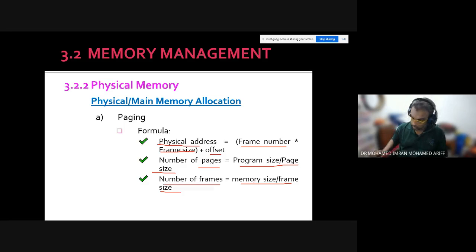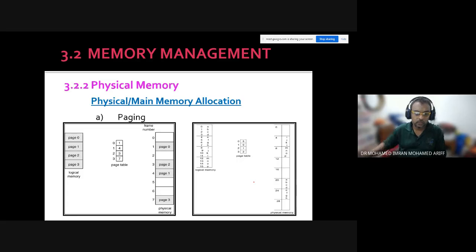Okay, all right, let's go on. Okay, so in this scenario, how do you read this? Is whereby it's like this. Page 0, you refer to the page table and to find the location inside the physical memory. So the frame number is this one: 0, 1, 2, 3, 4, 5, 6, 7. These are called the frame number.